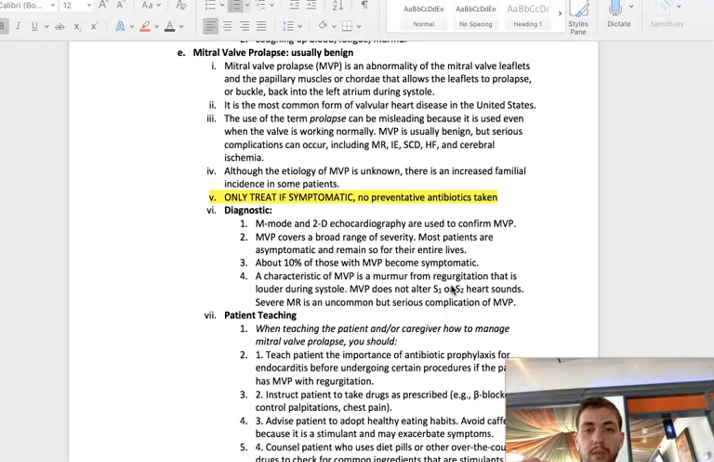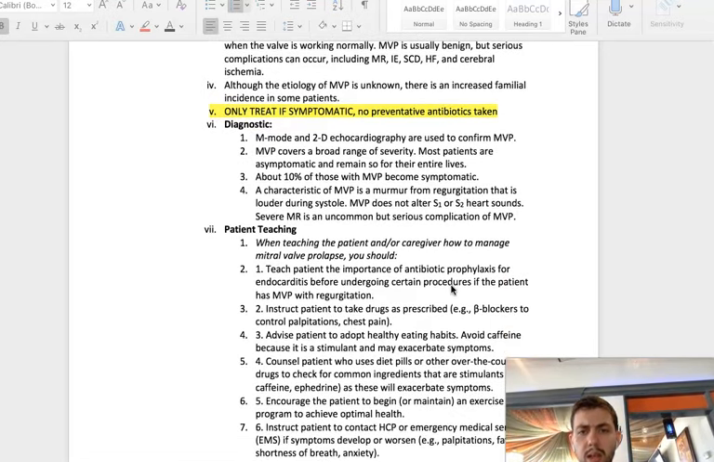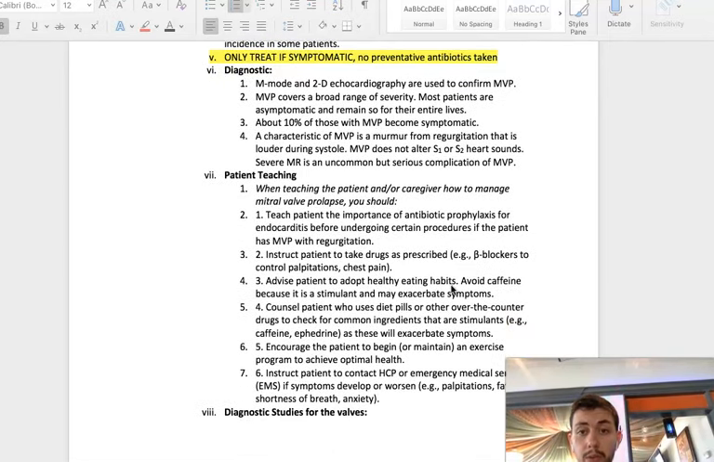Although the etiology of MVP is unknown, there is an increased familial incidence in some patients. You only treat the symptoms, with no preventive antibiotics taken. You can diagnose it with a 2D echocardiography or an M mode to confirm the MVP. Some characteristics are a murmur from regurgitation that is louder during systole. MVP also does not alter S1 or S2 heart sounds, so everything might sound normal and fine.